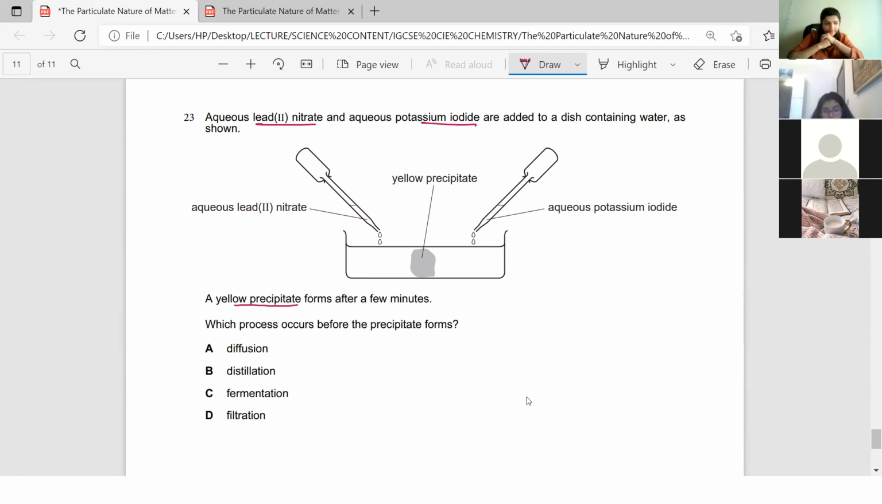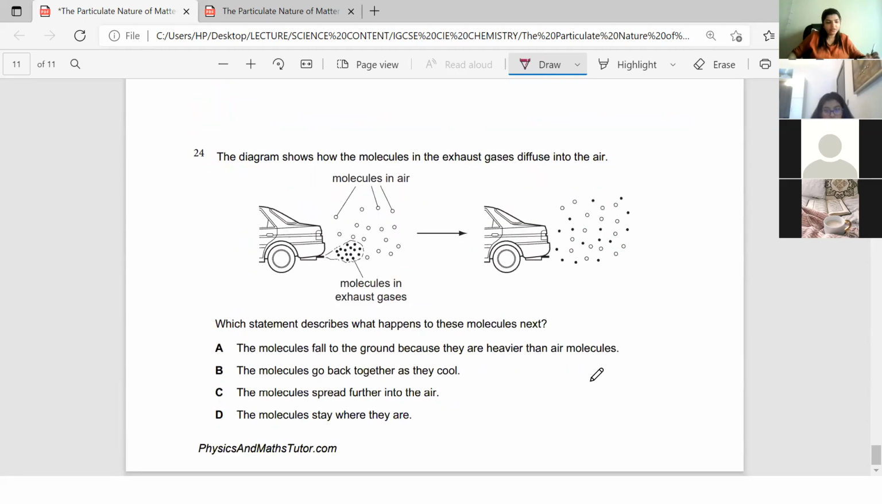Is it a diffusion? Yes, that's absolutely correct. And the last question, I want everybody to write the answer in the chat box.